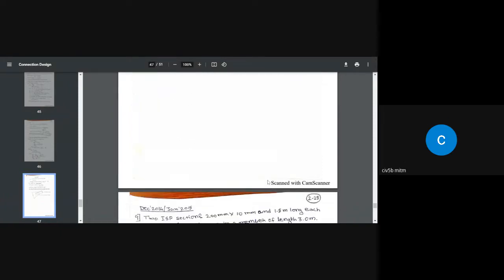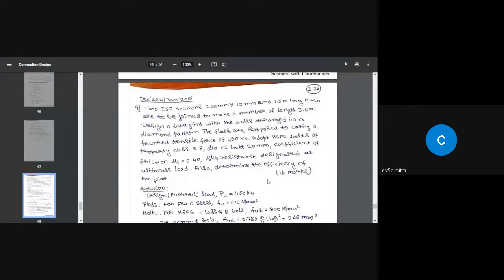Is it clear to you guys? So with that, let us go with the next problem. That is the final problem on the bolted connection.